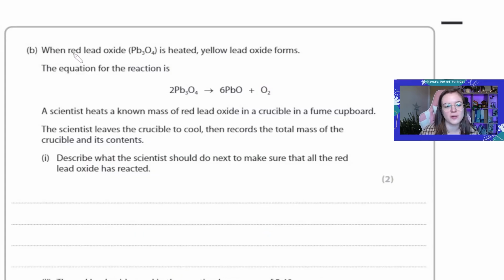Part B. When red lead oxide is heated, yellow lead oxide forms. The equation for the reaction is this here. A scientist heats a known mass of red lead oxide in a crucible in a fume cupboard. The scientist leaves the crucible to cool, then records the total mass of the crucible and its contents. Describe what the scientist should do next to make sure that all the red lead oxide has reacted.